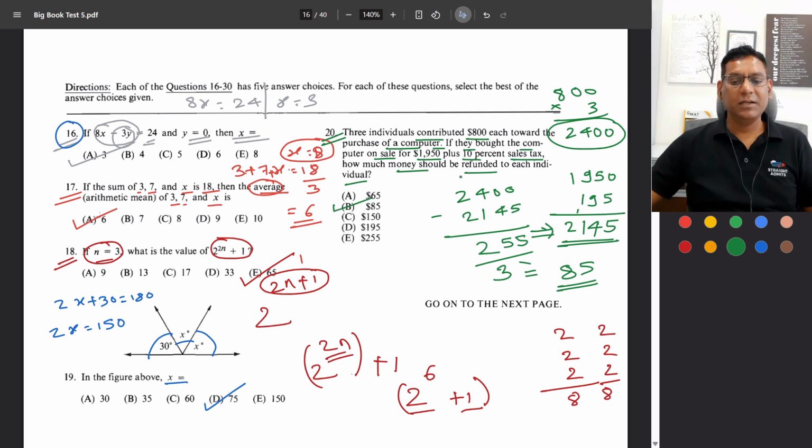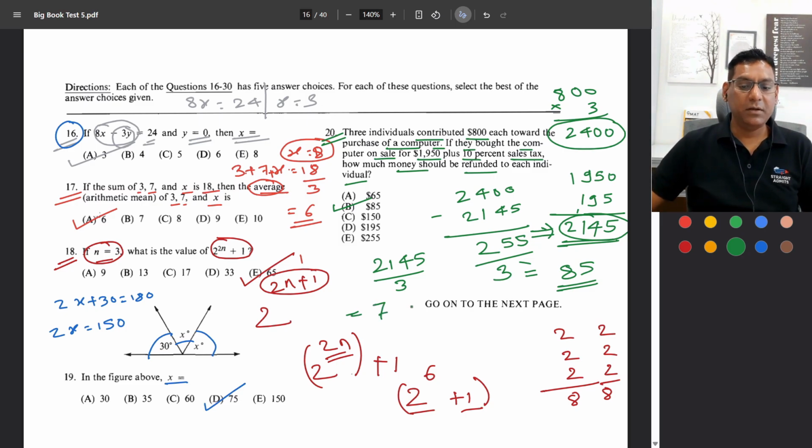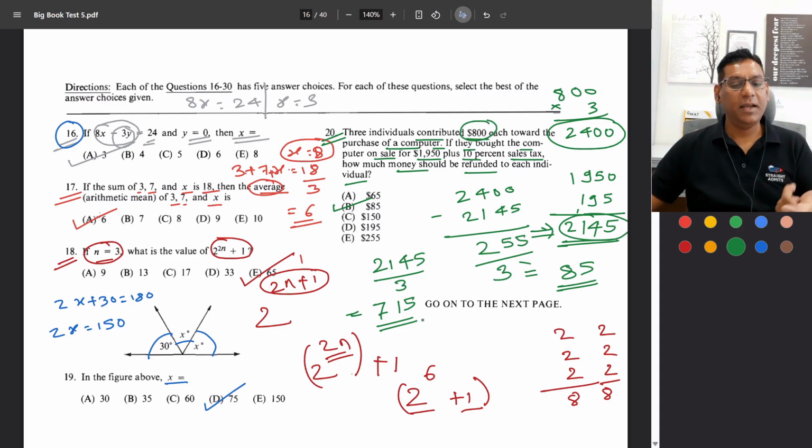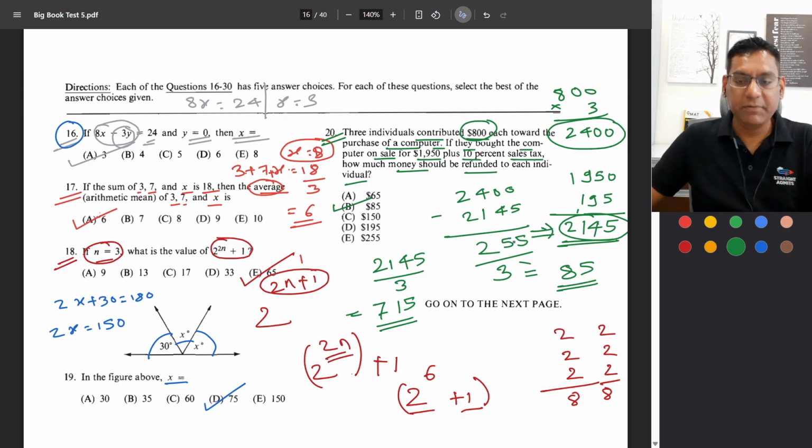You could have also done it this way. You take this number, 2145, divided by 3. That is how much everyone should pay, right? So that would be 715. 715 is their cost per head. They have paid 800. So how much should they get refunded? 85. The answer would anyway come out to be the same.